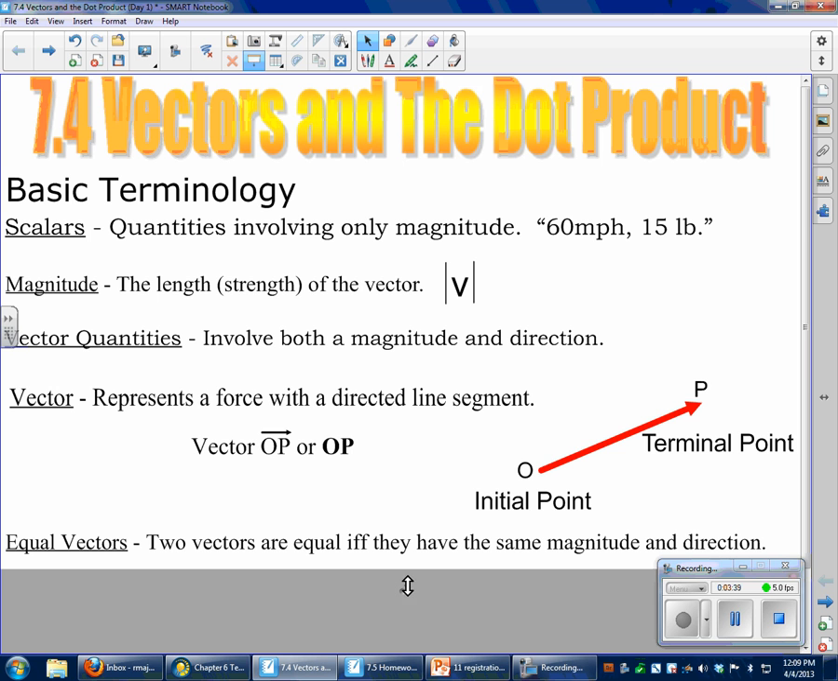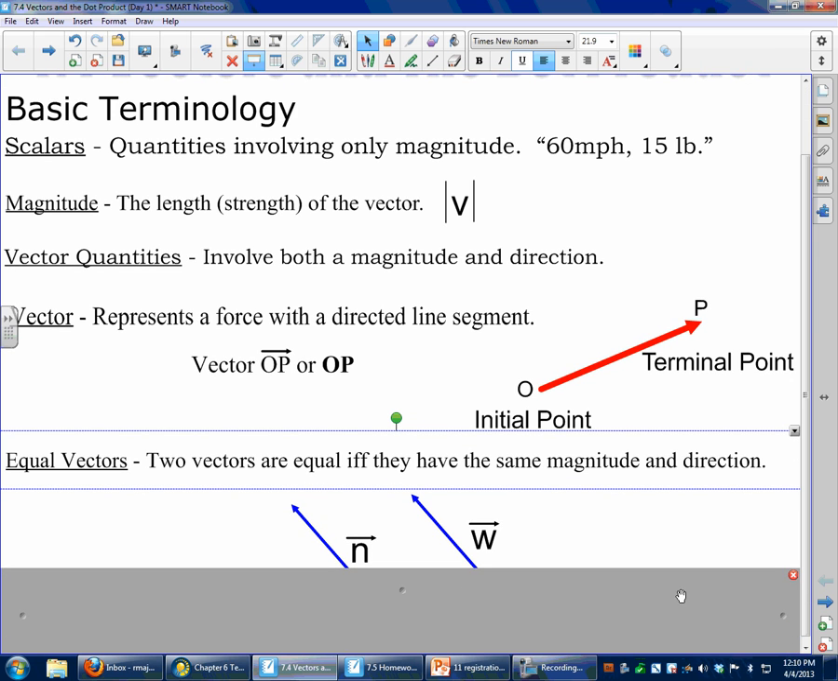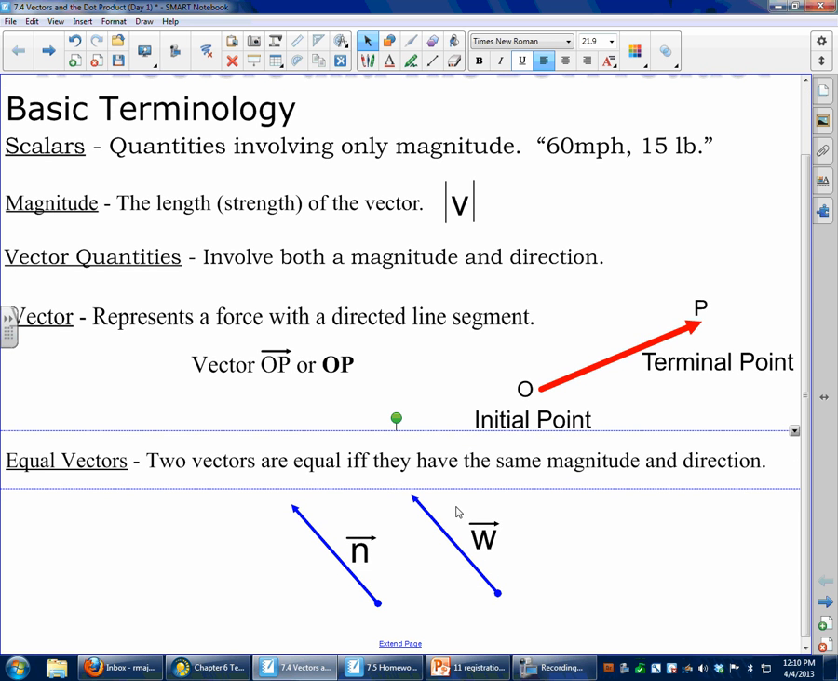There's one other thing we want to take a quick look at, and that's something called an equal vector. In order to be considered equal, two vectors have to have the same magnitude, so they have to be the same length, and also be applied in the exact same direction. So here are two examples of what we would call equal vectors, vector N and vector W. We can also use just a single letter to represent the notation involved with vectors. They're both pointed in that exact same direction, up and to the left there, and they are of the same length. So those two vectors are what we consider equal.